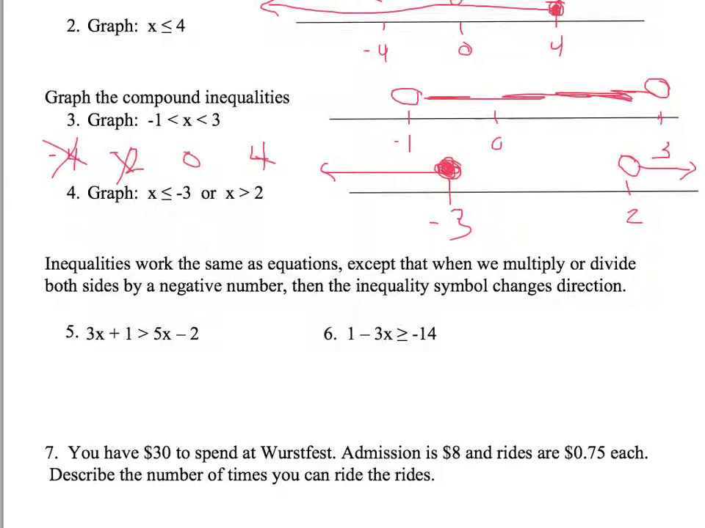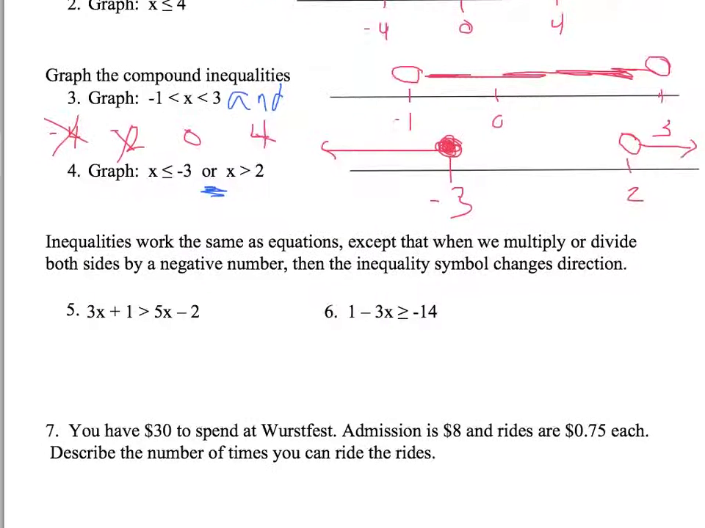Now, notice the difference between your OR statements. This is what we would call an AND statement. AND statements always look like this. Everything in the middle is colored. OR statements, x is less than this or bigger than this, always look like this, where they point out.